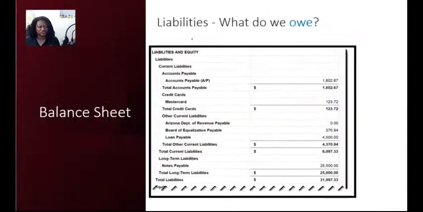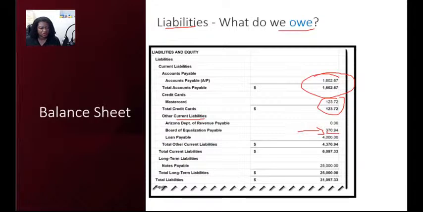Now let's hop over to the liabilities and see what the company owes. In this particular example, we have accounts payable. So remember, those are vendors that you buy now, you pay later. For a credit card example, we have MasterCard. And for other current liabilities, we have Board of Equalization payable, which is payroll tax related. So in here, they owe the state $370 for those employer taxes withheld.